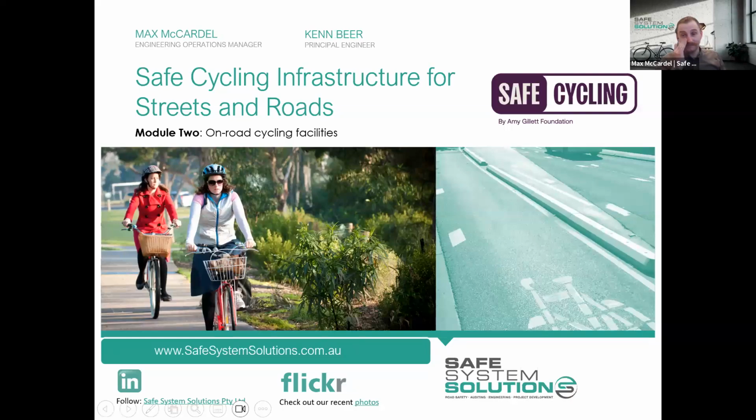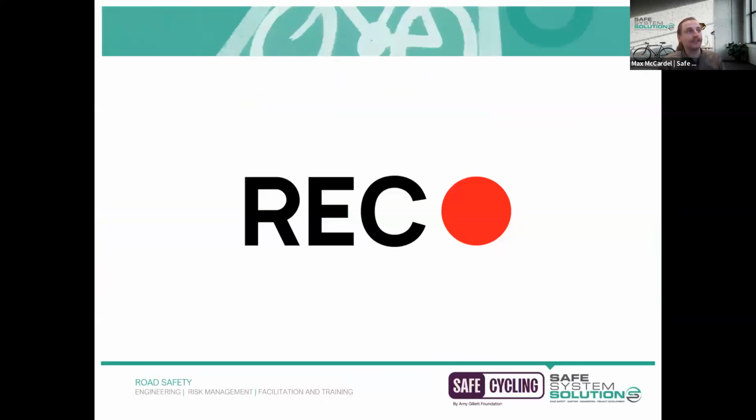This module is all about on-road bicycle facilities. And once again, we're going to focus on best practice, what we would love to see across our network, and then talk about pragmatic solutions as well. So where you're unable to achieve those results, what else can you do to help improve the situation, but not necessarily getting that gold standard in there.